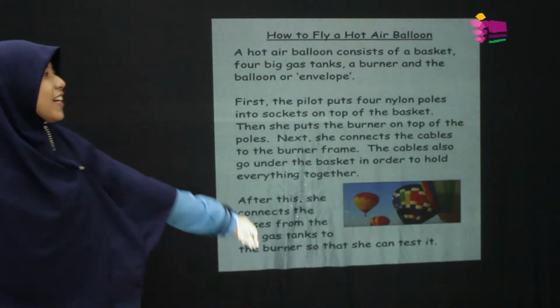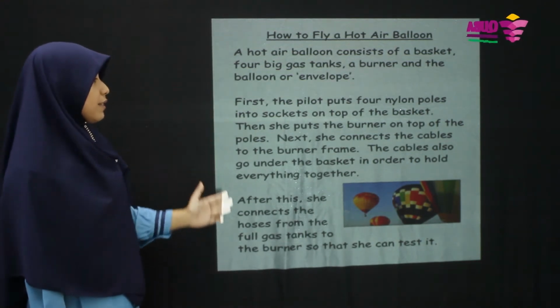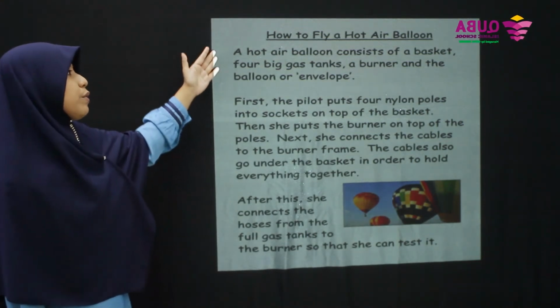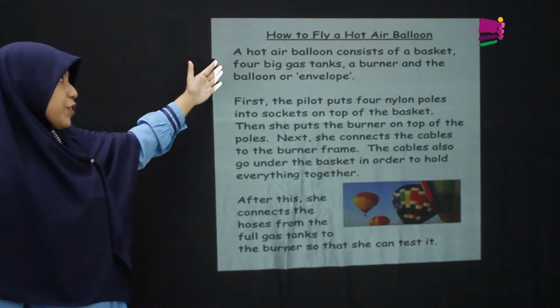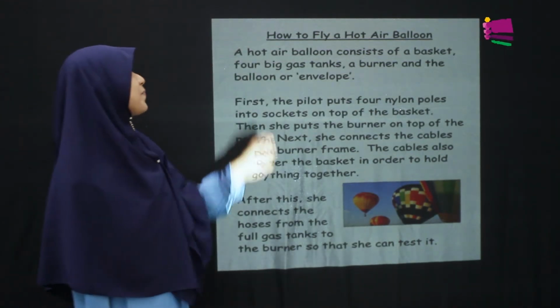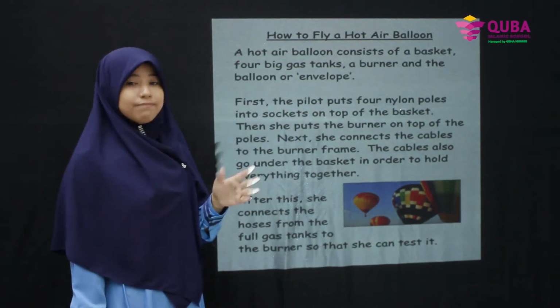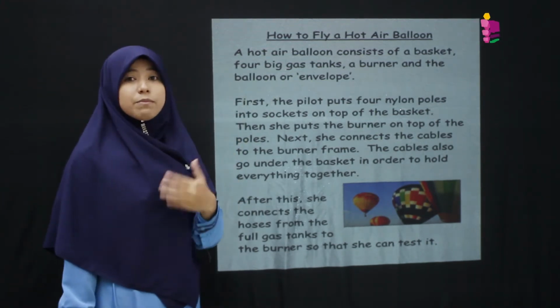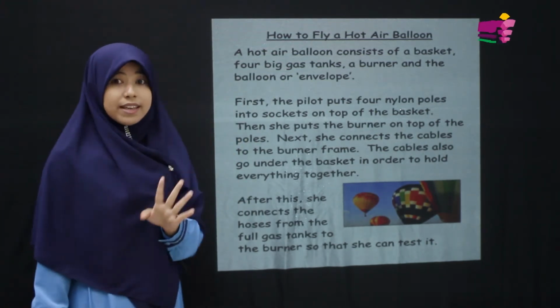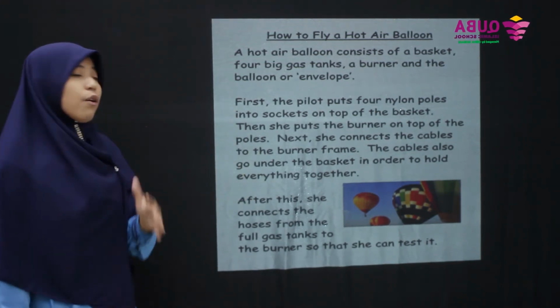Okay, now let me try to read this explanation text, and we try to identify these key features. Okay, let's read together. How to fly a hot air balloon. A hot air balloon consists of a basket, four big gas tanks, and a burner, and the balloon or envelope.